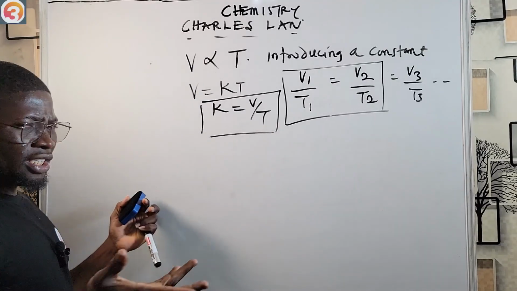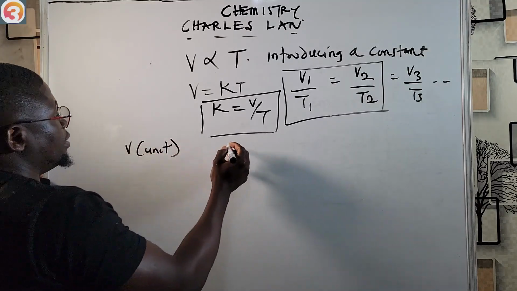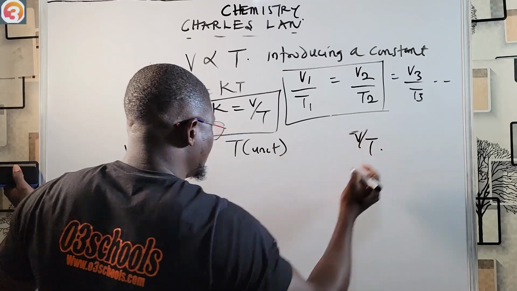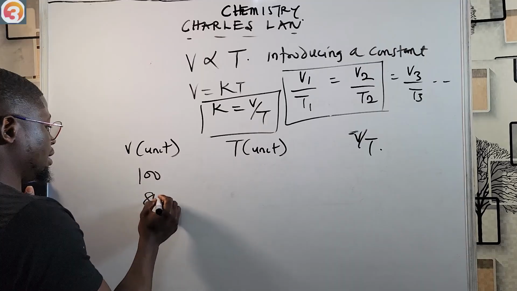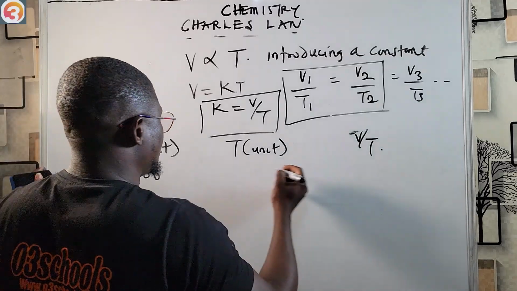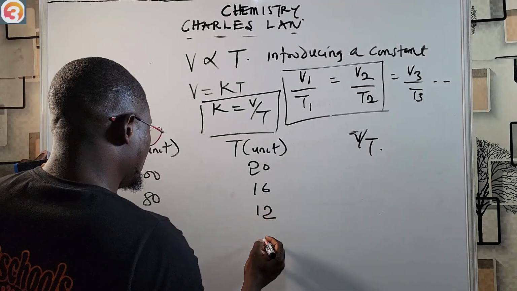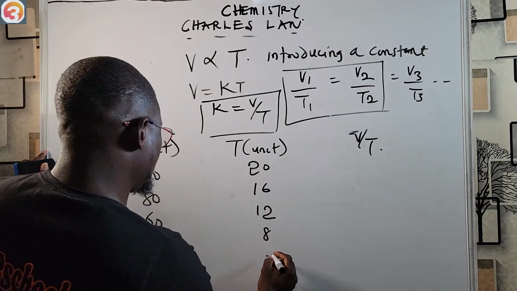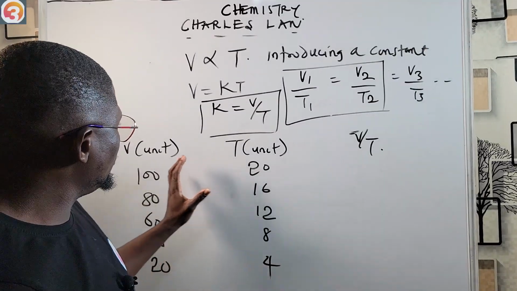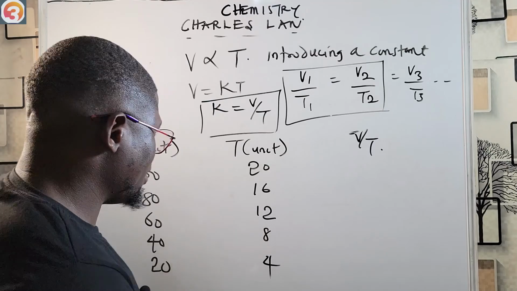Let's take an example. Let's use the table to explain this. For example, if you have volume in unit, we have temperature unit, then we have V over T. Let's say this is 100, this is 80, this is 60, this is 40, this is 20. Then let's say this is 20, this is 16, this is 12, this is 8, this is 4. All right. So now I want to show you how the volume varies with temperature, and when V over T is constant. So now let's continue.